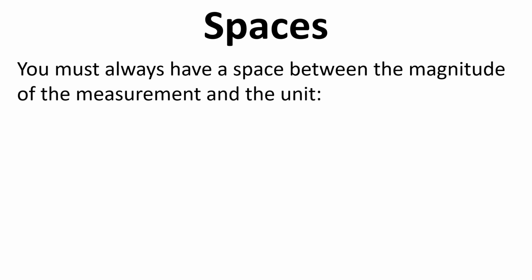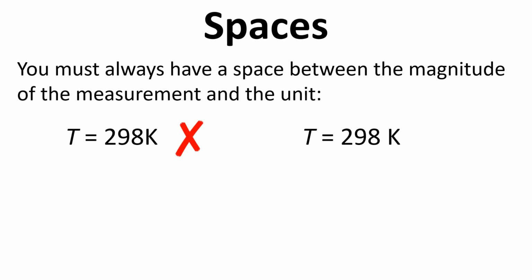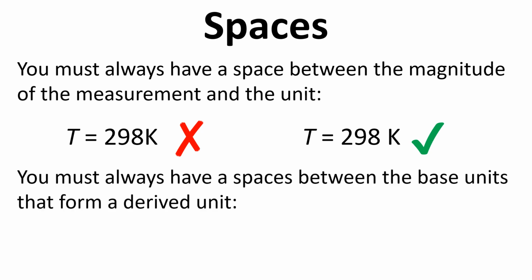So you must always have a space between the magnitude of the measurement and the unit. So there's two examples here, T equals 298K. So this is for temperature, and we're saying that the temperature is 298 Kelvin. But the first one is incorrect because there's no space between the number and the unit, whereas the second one does have that space, so that is the way that you should write this.